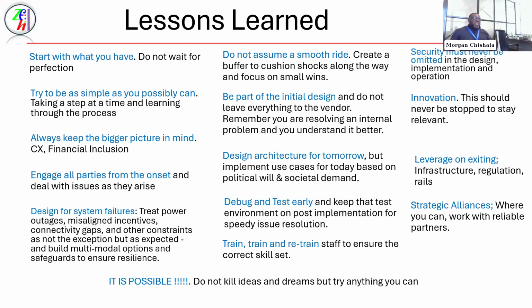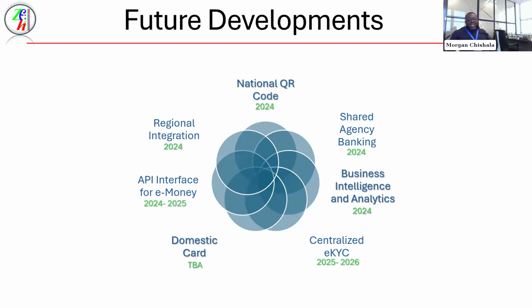On our future developments, sorry, I'll have to run to that slide now. We have the national QR code, which we are running with. It's a project that is in flight mode right now. The national QR code, the shared agent banking, the business intelligence and analytics, these are projects that are currently in flight, including the regional integration. And this is why you are seeing that 2024 as the rollout or possible rollout. We have noted the number of our merchants are accepting QR payments, so we want to get into that space.